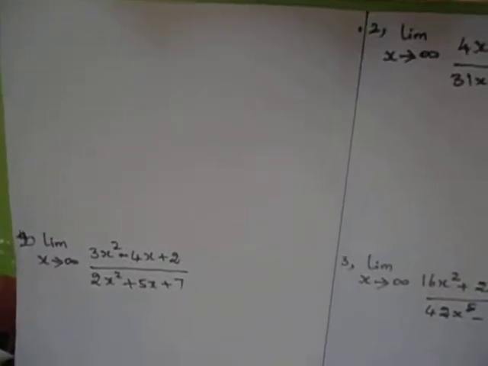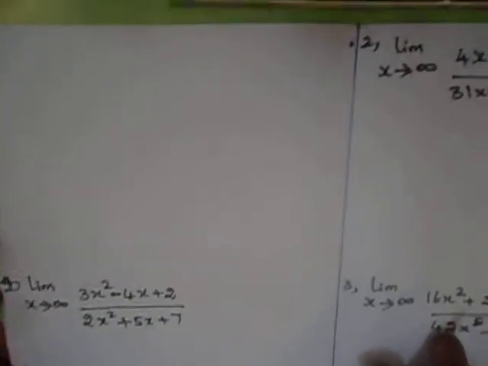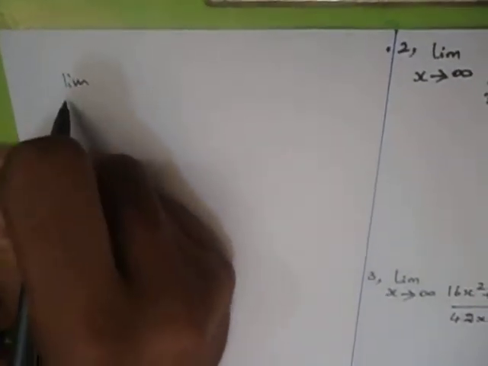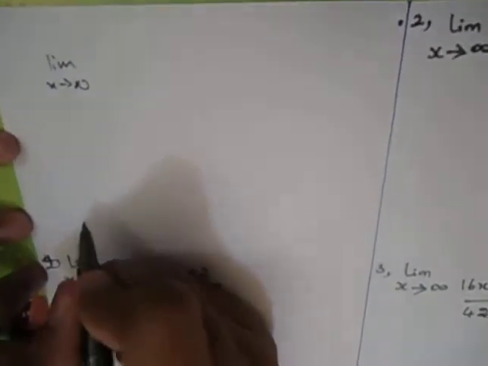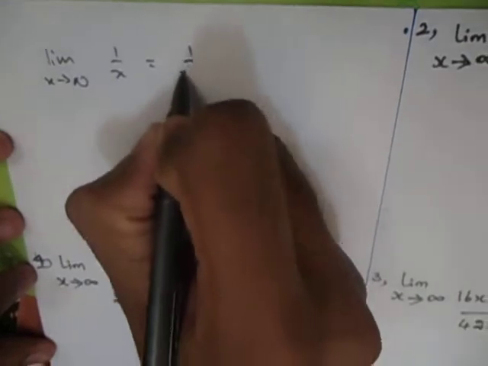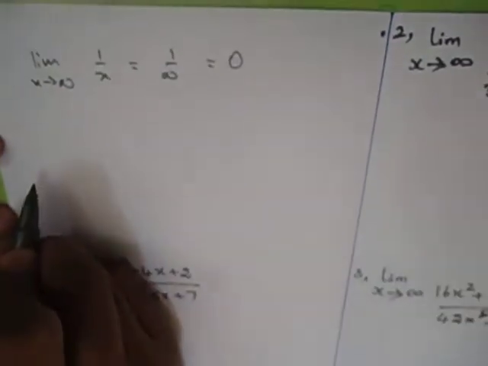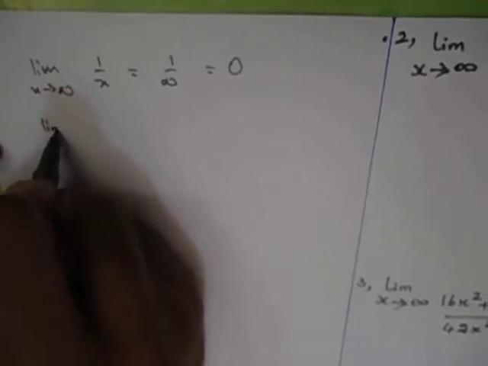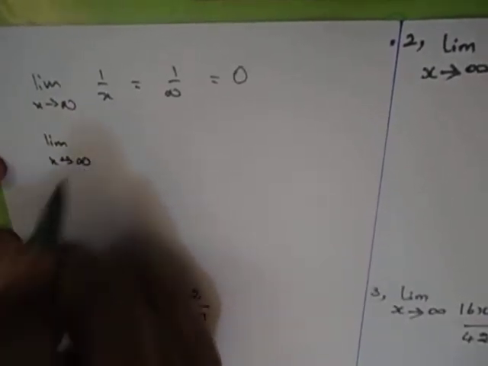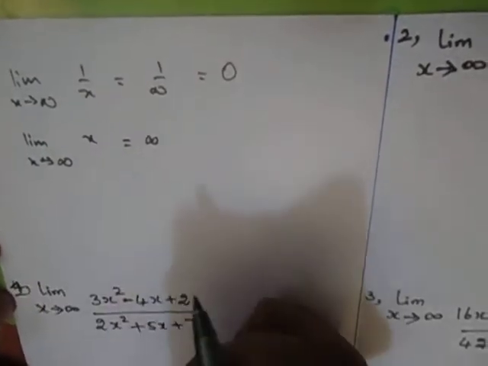Hey guys, in this tutorial we will be doing some problems about infinity limits. So let's say a limit x extends to infinity and say 1 by x will give us 1 by infinity. So anything divided by infinity is always 0, and limit x extends to infinity of x will be infinity.